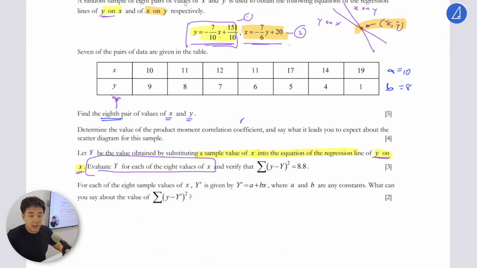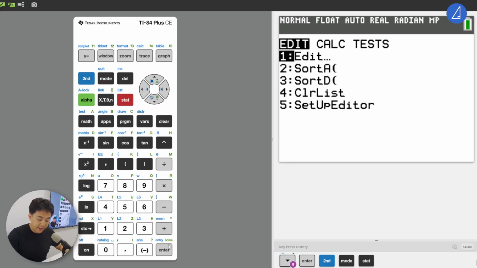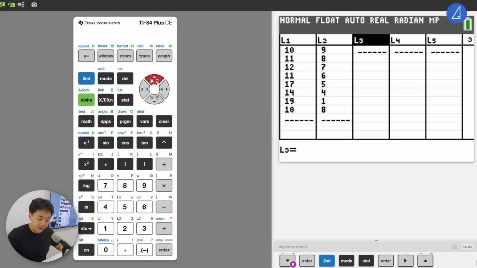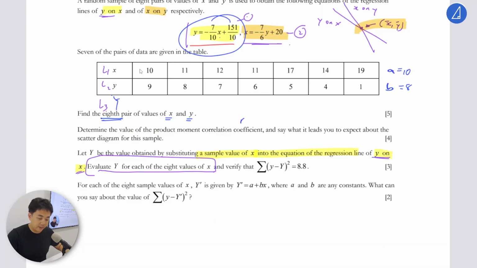So you can key in the calculator, bring your GC. This is L1, this is L2, and the capital Y will be my L3. So L3 is my capital Y. I substitute into this equation here. Hear me out. Go to your GC, go to stats, go to edit, go to this list here. L3 should be your capital Y. I want to key in this equation here. So you go to the header. You are putting negative 7/10, and this value here you put L1, because you're substituting L1 inside.